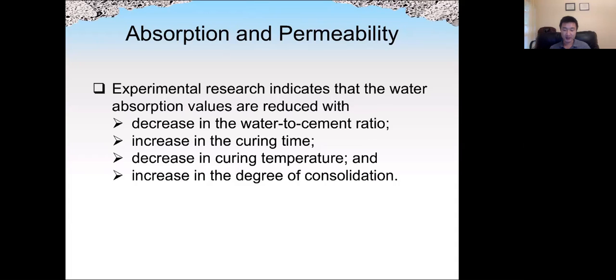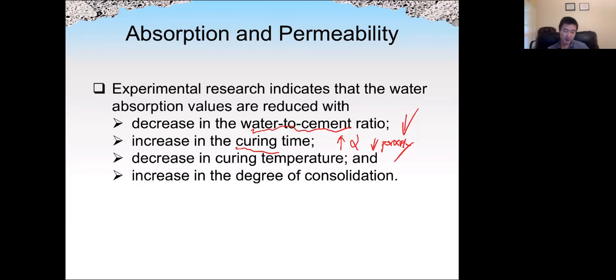And here shows what are the factors affecting water absorption values. Many of them we should know already. If we reduce the water cement ratio, we have less porosity. As a result, the water absorption will go down. If we increase the curing time, we also increase the alpha. Increasing alpha also means we reduce the porosity. So again, the absorption value will go down also.